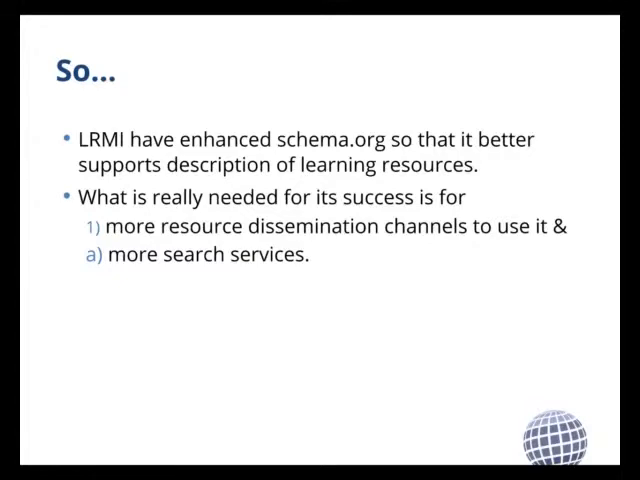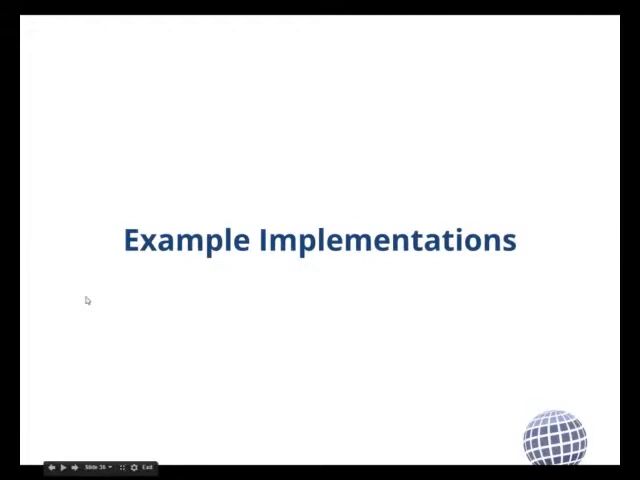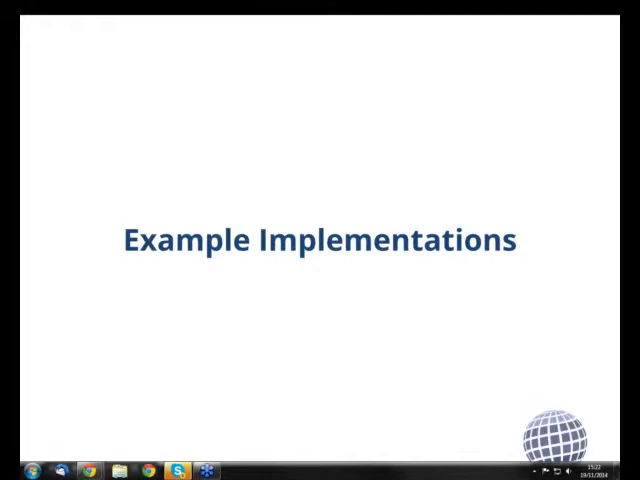Having done that, what's needed for the success of LRMI is, firstly, for more resource publishers, more resource dissemination channels, and more resource authors to use LRMI to mark up their resources with descriptions in LRMI, and also for more search services to make use of that metadata. And this really is a chicken and egg situation where there is little benefit, I guess, little motivation for either the resource disseminators or the search services to do what they need to do first before the other party starts using LRMI. I'll now pass over to Lorna, who will talk on some of the example implementations that try to address the first part of that, those two requirements.